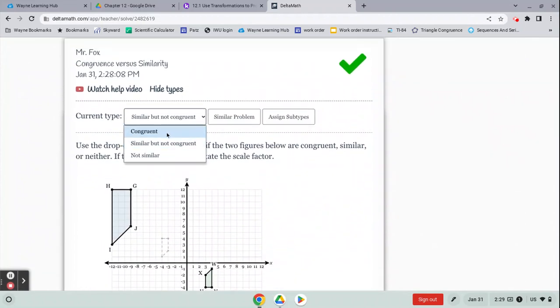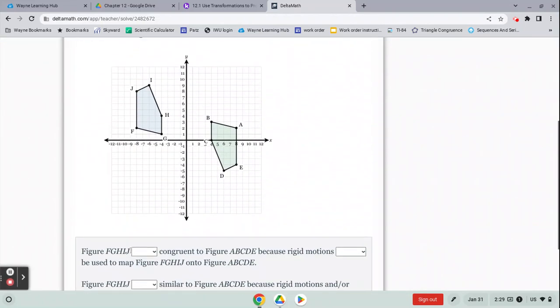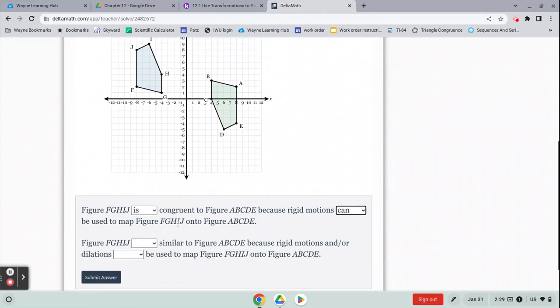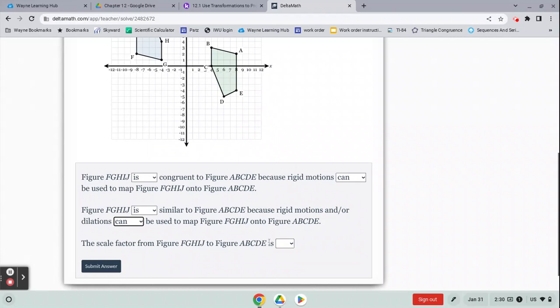I want to show one example. What if it's congruent and so they're the exact same size? If they are congruent, then it is congruent because rigid motions can be used to map it. If they are congruent, are they similar? Well, remember our definition of similar was that all the angles are congruent and all the sides are proportional. However, proportional could mean the same thing. So it is similar as well. It can be mapped by just rigid motions and dilations. Anytime they're the exact same size, it's going to be a scale factor of 1.